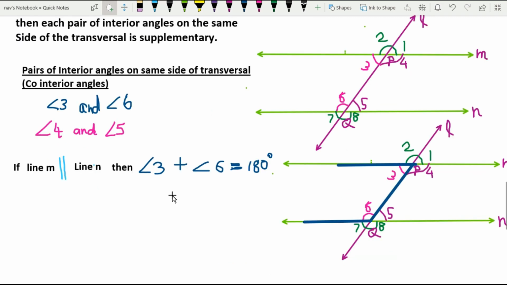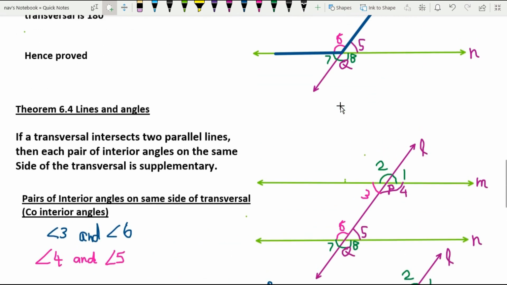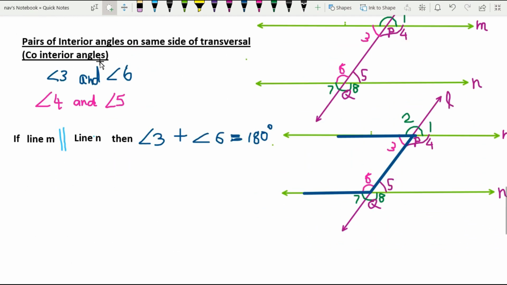So if line M is parallel to line N, then angle 3 plus angle 6 is equal to 180 degrees, and also angle 4 plus angle 5 will also be equal to 180 degrees. So each pair of co-interior angles will sum up to 180 degrees. So we can call them supplementary angles.